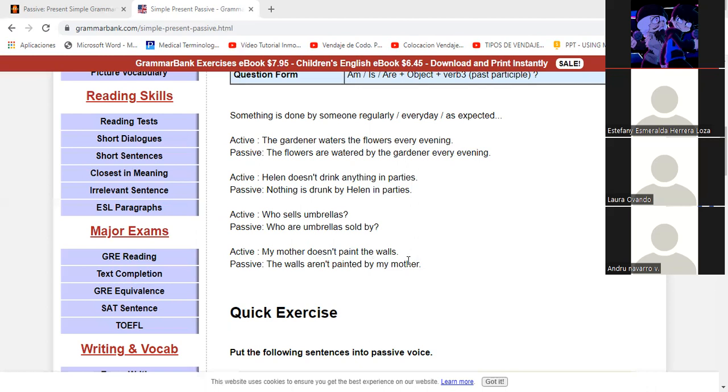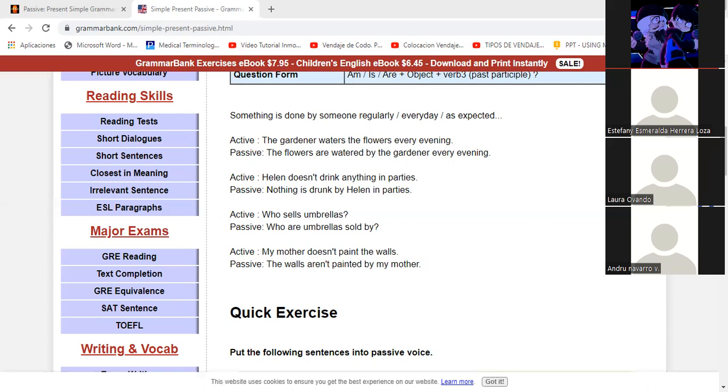The last one, two examples exactly. My mother doesn't paint the walls, and the walls aren't painted by my mother. Very good, right? So my mother doesn't paint the walls. Active voice with the present simple, paint. My mother doesn't paint. And then in the passive, the walls aren't painted by my mother.